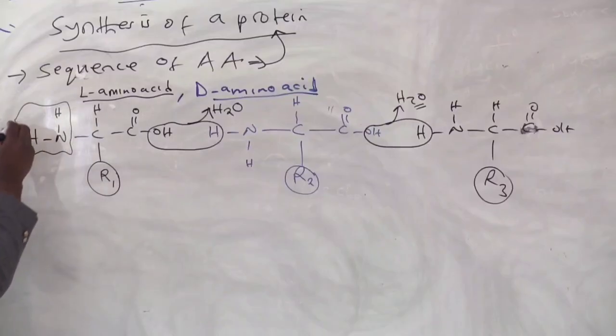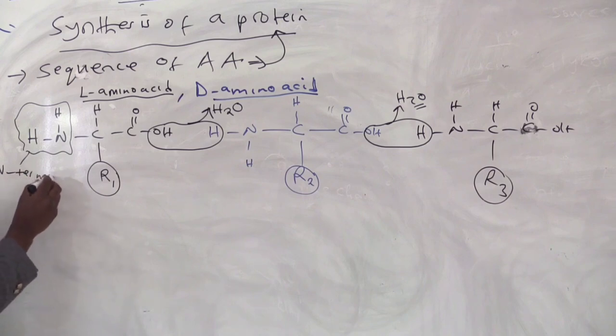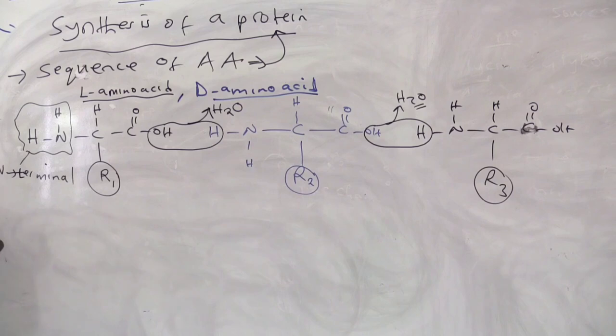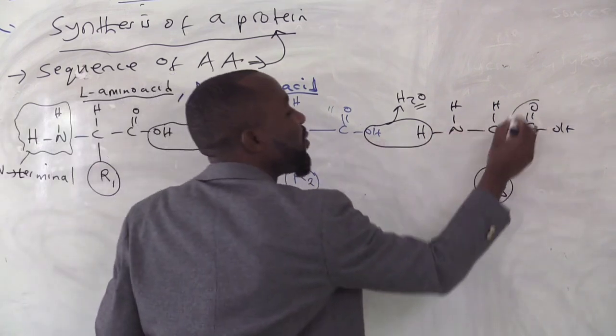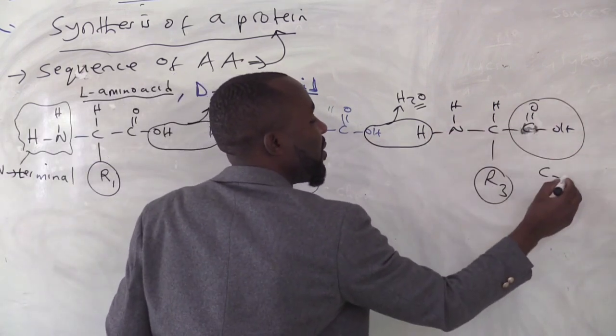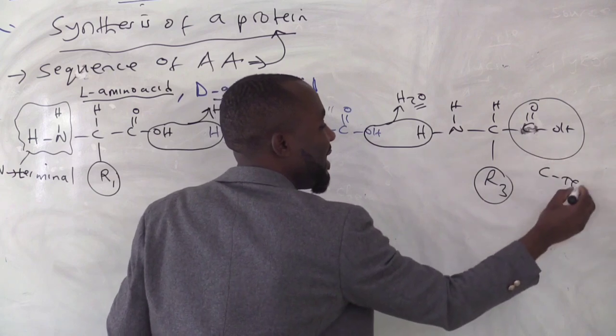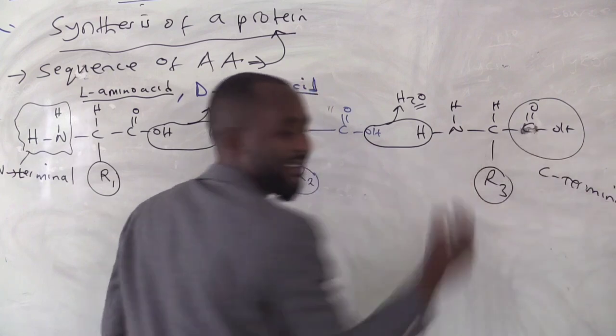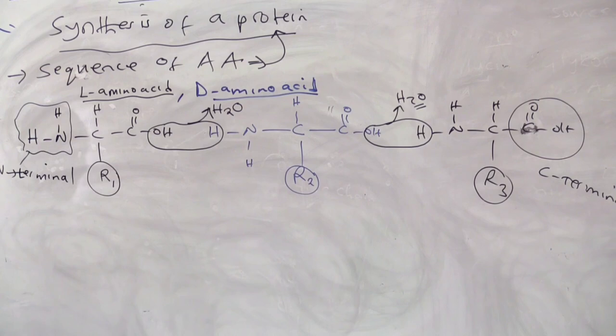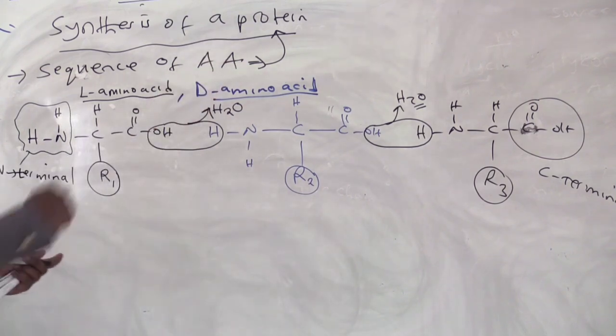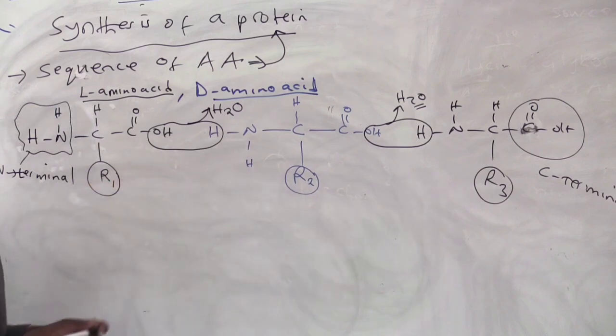It is always the amino group, and we call this the N-terminal when we are doing the sequencing of proteins. And it always ends with a carboxyl group, so the end is called the C-terminal. So remember, in the synthesis of proteins, a polypeptide, amino acids bond to each other.